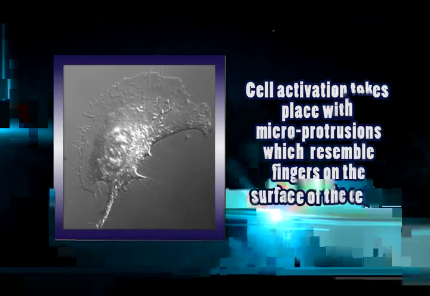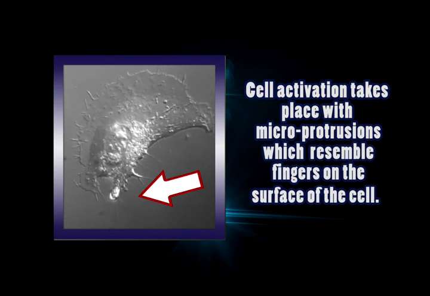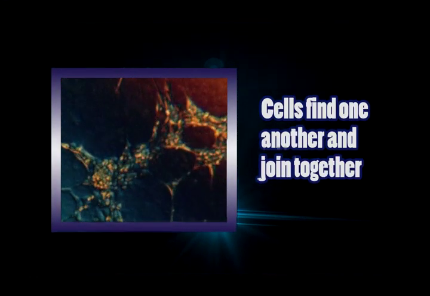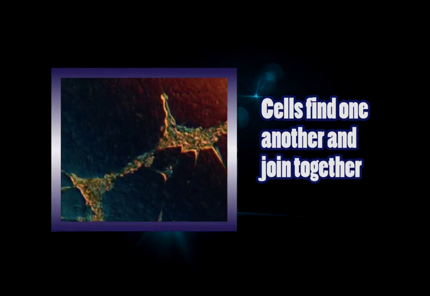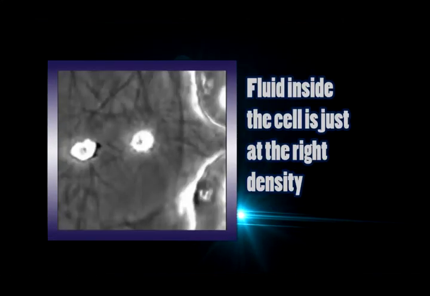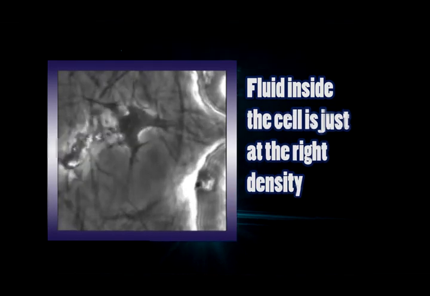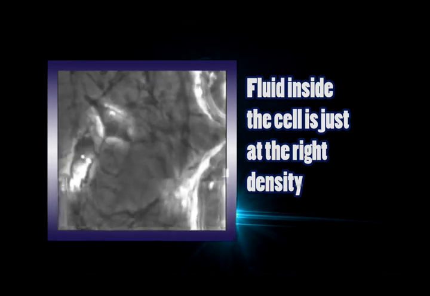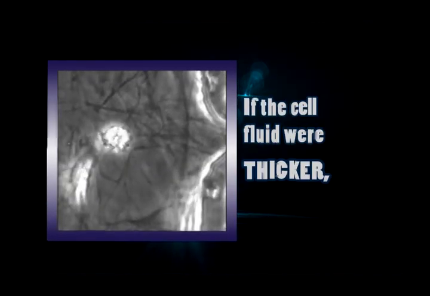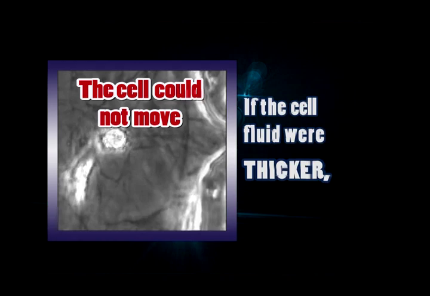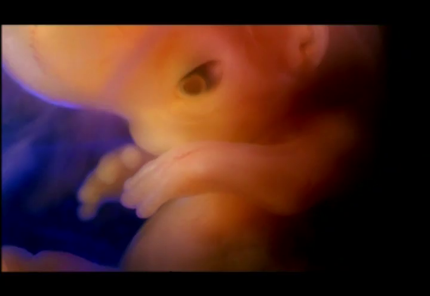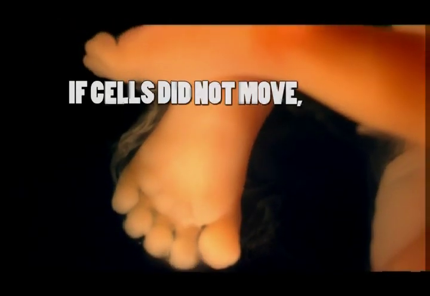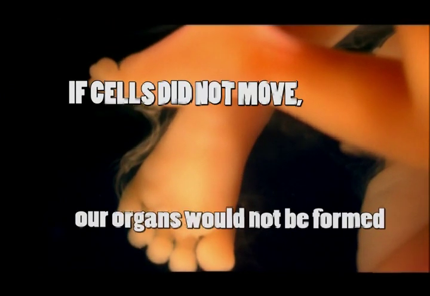Cells are covered with micro protrusions, like a number of fingers, on the surface of the cell. By means of these protrusions, a bone cell moves along the cell and finds another bone cell to adhere to. But in order for it to move among cells, the fluid inside the cell has to be of just the right thickness. If the fluid were a little thicker, there would be resistance and therefore it could not move. That movement makes it possible for cells to produce first a tissue and then later an organ. If cells did not move, our organs would not be formed.